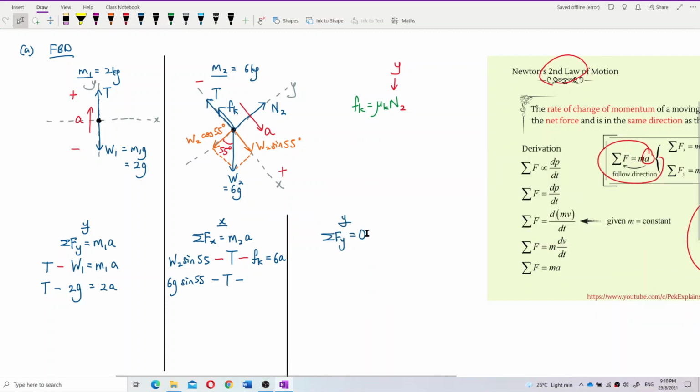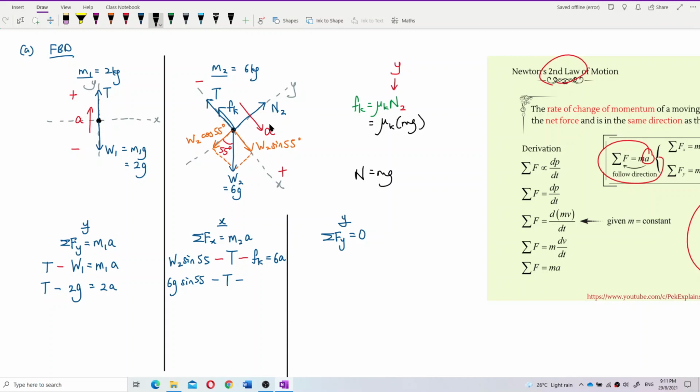Y component has no acceleration, that's why equal to 0. Total force equal to 0. So in the y component we have two forces. We have the normal force N2, and we have the weight 2 cos 55. Don't always think that, oh, normal force easy, normal force is equal to mg straight away. Wrong. Normal force is not mg. We always think that, oh, easy, mu k N, so N is always equal to mg. So mu k, how do you write? N2, you just put mg.